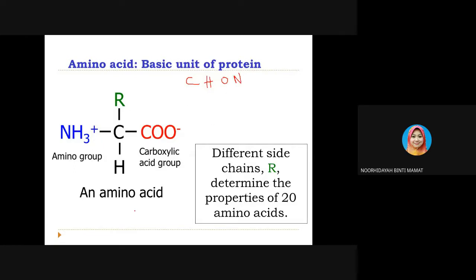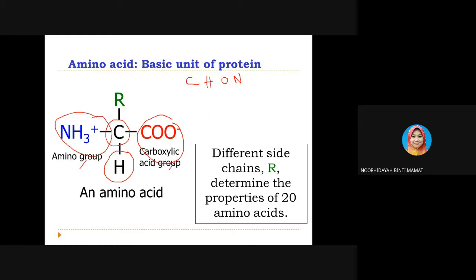So this is the basic unit of protein, where we have the carbon here, which we call the alpha carbon. We also have the hydrogen here, all right? We also have the amino group here, and also the carboxylic acid group, or we call it the carboxyl group. So this is actually the main unit of an amino acid, which has the carbon bonded to the hydrogen. We have the amino group, and also the carboxyl acid group.